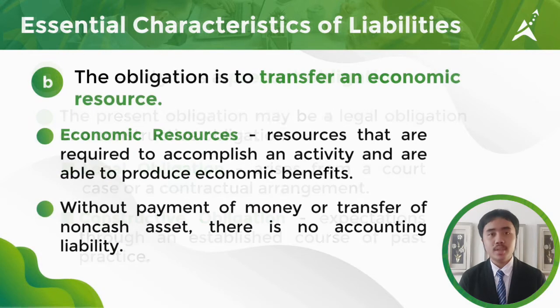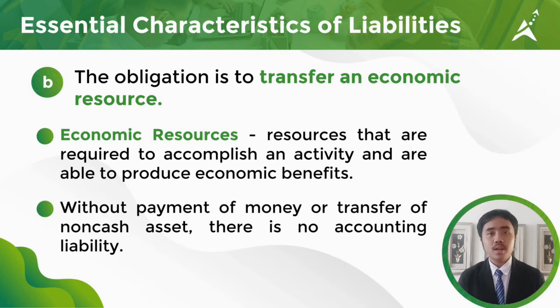Second characteristic, the obligation is to transfer an economic resource. So what is an economic resource? An economic resource is a factor that is required to accomplish an activity. This resource also produces economic benefits. Examples of economic resources are cash, land, and services. Also, there is no liability if the obligation does not involve payment of money or transfer of a non-cash asset.